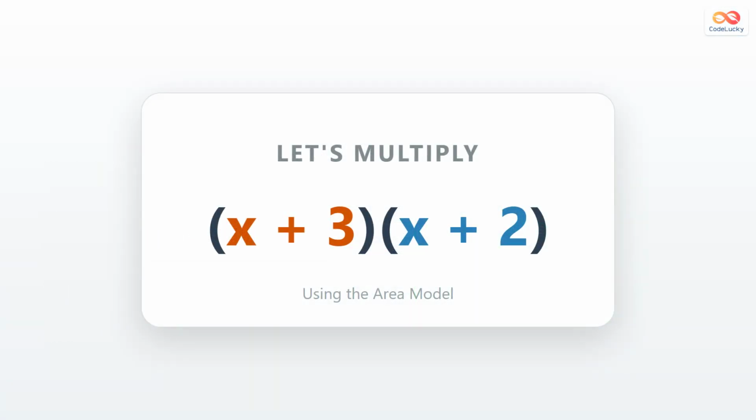Here is the problem we will solve together. We need to multiply the binomial x plus 3 by the binomial x plus 2. Using the area model will help us break this down into smaller, manageable chunks.